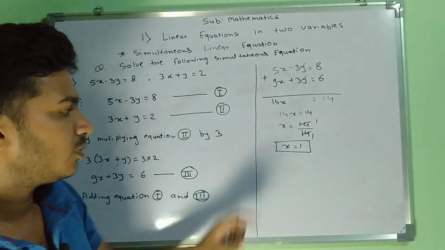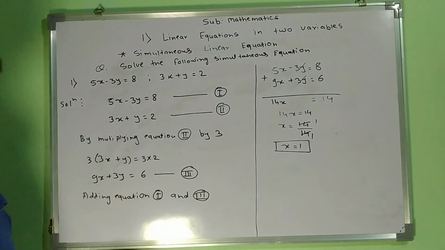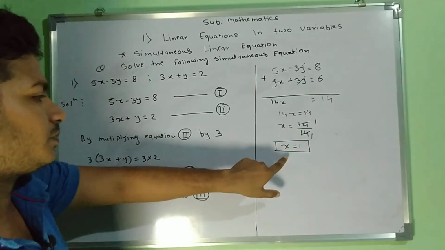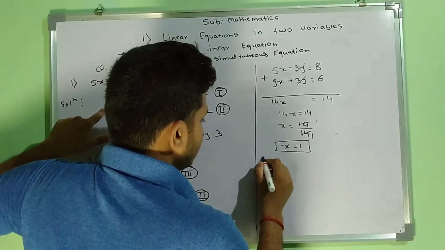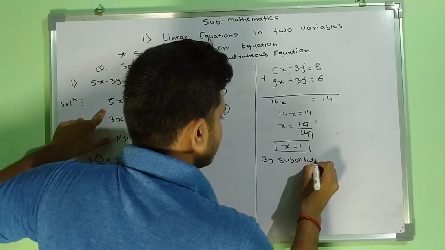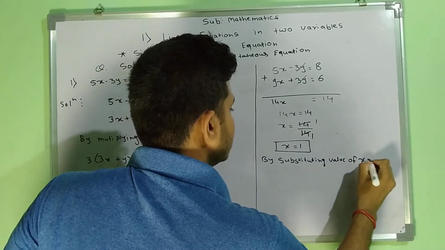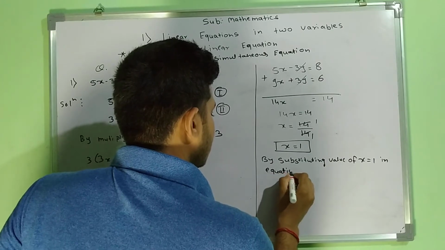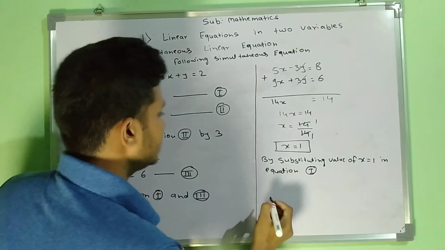Now we will substitute that value of x in any of the equations, equation number 1, equation number 2, or equation number 3. In any equation, we can put the value of x and we can find the value of y. Suppose we are substituting the value of x, which is equal to 1, in equation number 1. So after substituting, what will we get?